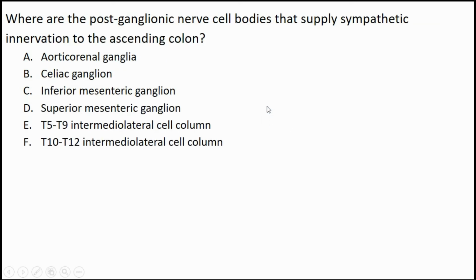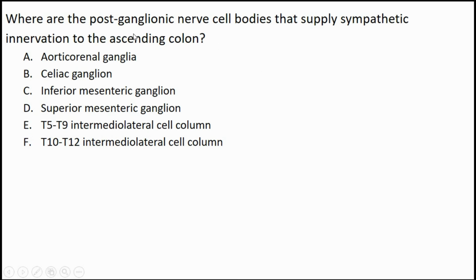Question 20. Now, these are tough questions, so let's break this one down into its component parts and answer those. Where are the postganglionic nerve cell bodies that supply sympathetic innervation to the ascending colon? All right, so we know it's sympathetic. We're looking for postganglionic. They have to be in a peripheral ganglion somewhere. So E and F are out. It's not in the central nervous system. If it was preganglionic, E and F would be our best shots. So E and F are out.